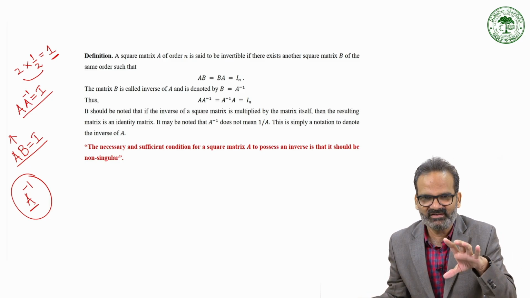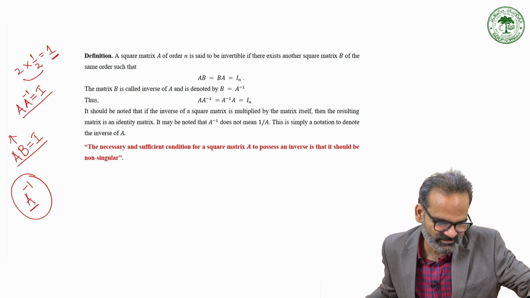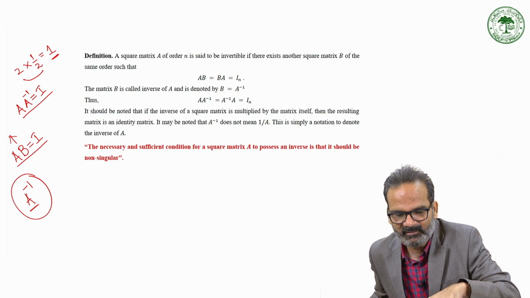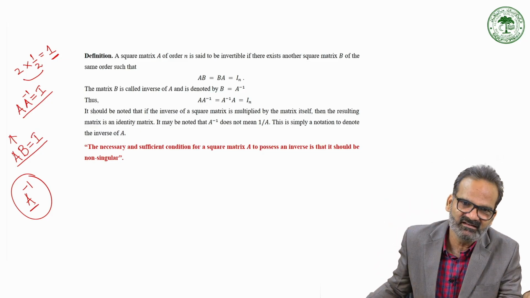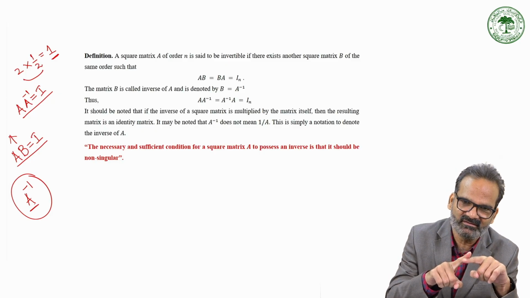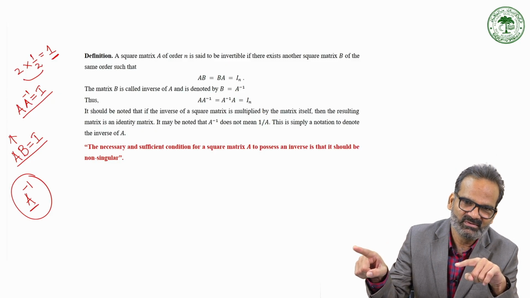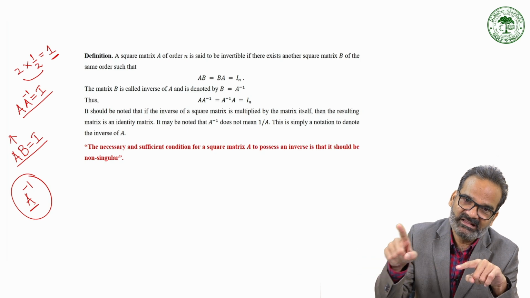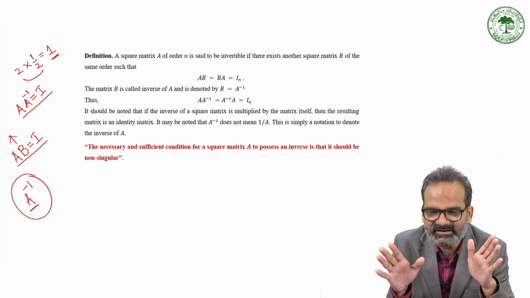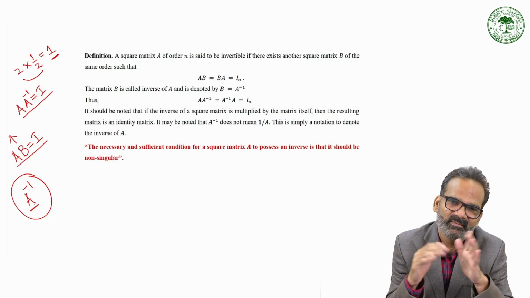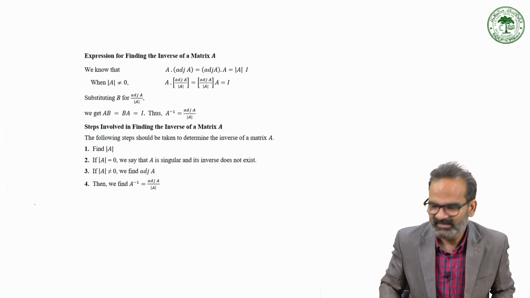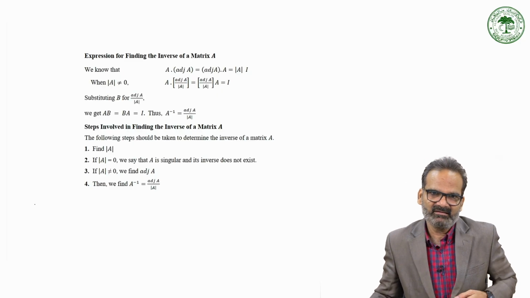So, this is true in both ways. Both ways means if the inverse of a matrix exists, then it should be non-singular, one way. Second way, if the matrix is non-singular, then its inverse will exist. Clear? This statement is two-way. If a matrix is non-singular, its determinant is not equal to 0, meaning its inverse exists. And if the inverse of a matrix exists, it means it should be non-singular. So, the basic requirement for the existence of the inverse of a matrix is only what? It must be non-singular, right? Now, the expression for finding the inverse of a matrix.